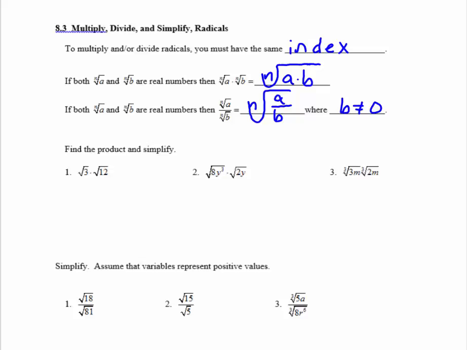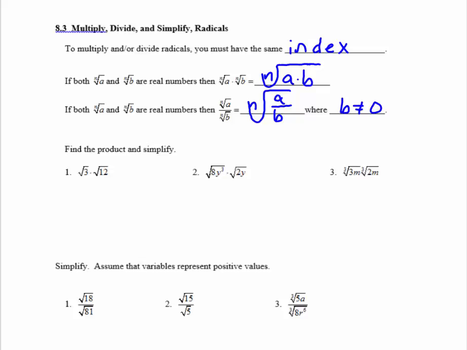So all this is stating is if you have the same index and they're separated, you can put them together, and vice versa. If they're together, then you can separate them into their own radical, keeping that same index. So my suggestion to you is whenever you look at a problem and you are separated, meaning multiple radicals, see if you can put them together.